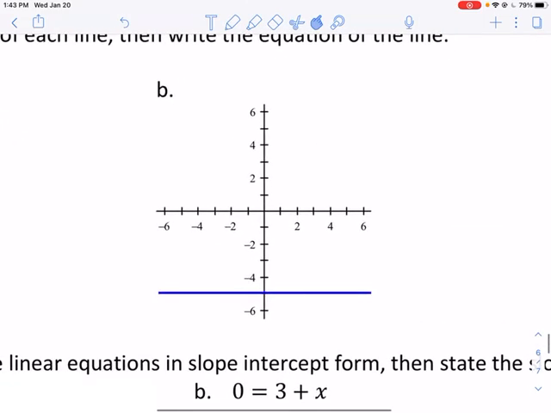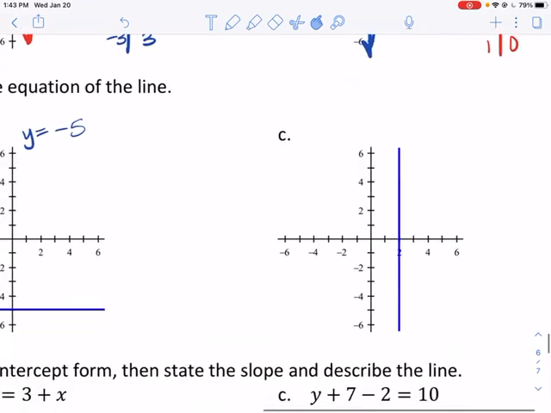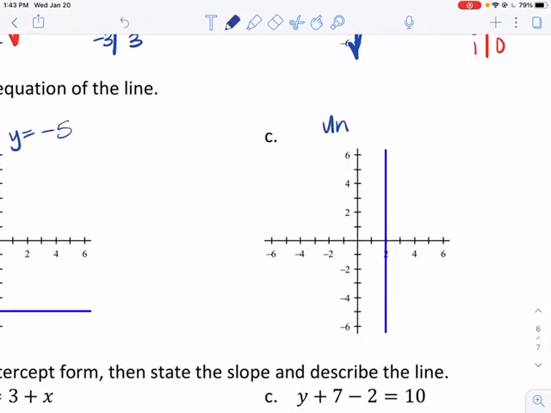Okay, this has a 0 slope, so it's going to be y equals, where is it crossing? -5. And this one has an undefined slope. Oh, I didn't write the m equals 0 on this other one, sorry. Undefined slope, so it'll be x equals, and it crosses at 2.